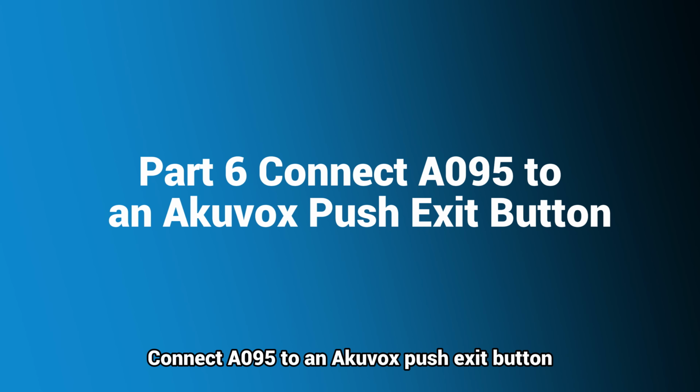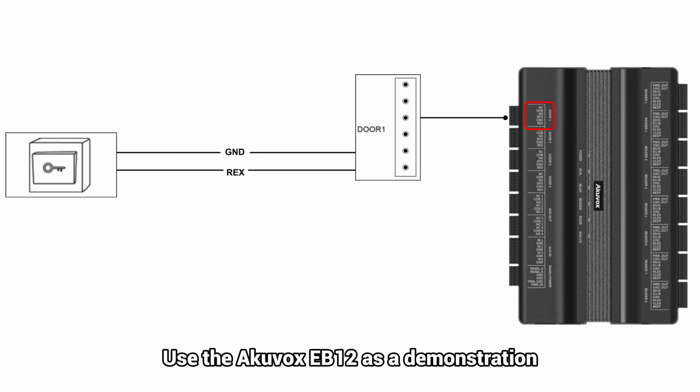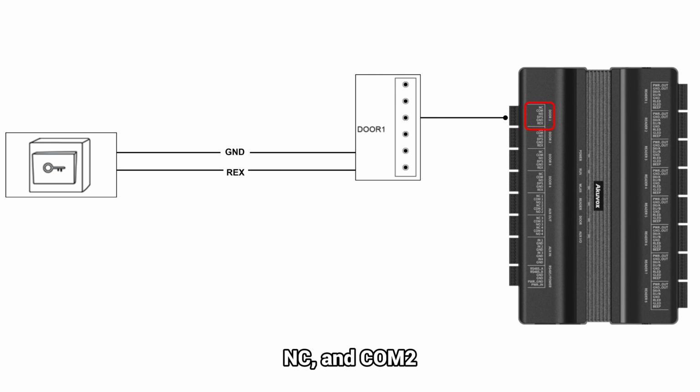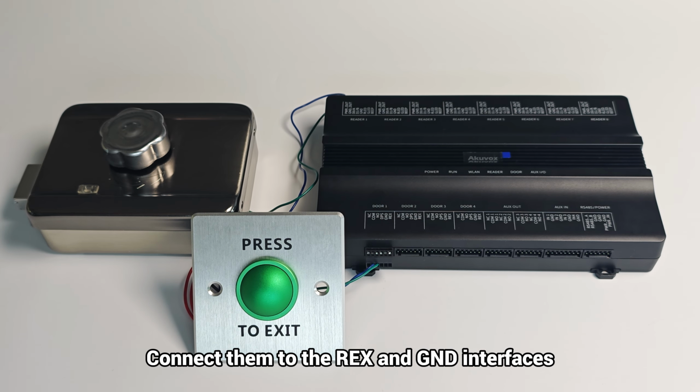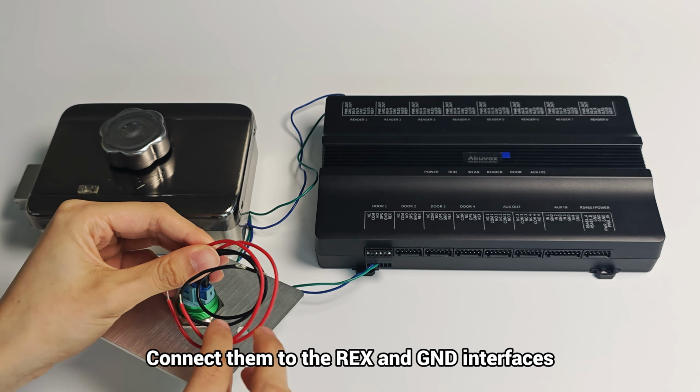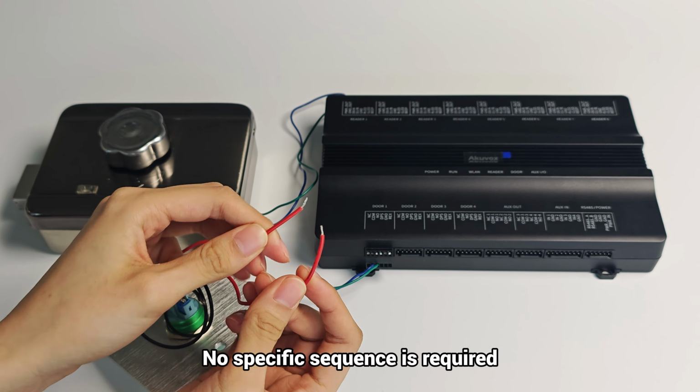Connect A095 to an Akuvox push exit button. Remember to cut off power before wiring. Use the Akuvox EB12 as a demonstration. EB12 has 4 wires, representing NO, COM1, NC, and COM2. Here we use the red wires. When the button is pressed, the circuit closes, allowing the current to flow and triggering the door to open. Connect them to the REX and GND interfaces. No specific sequence is required.